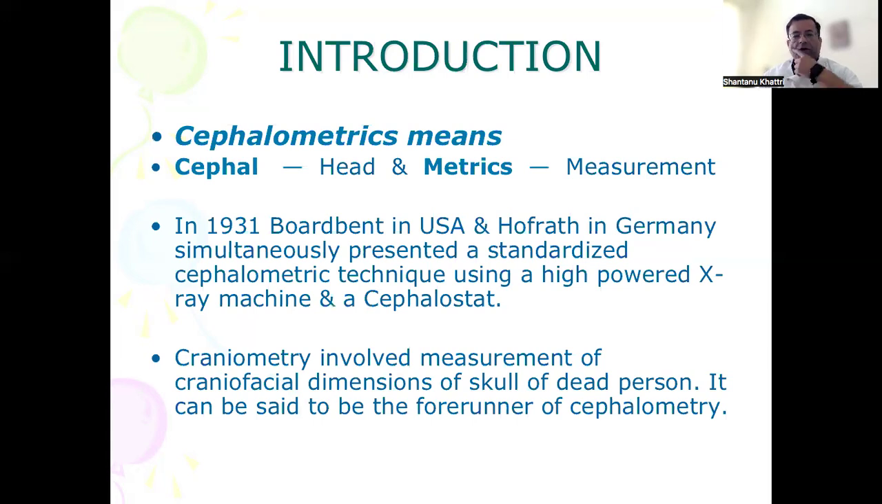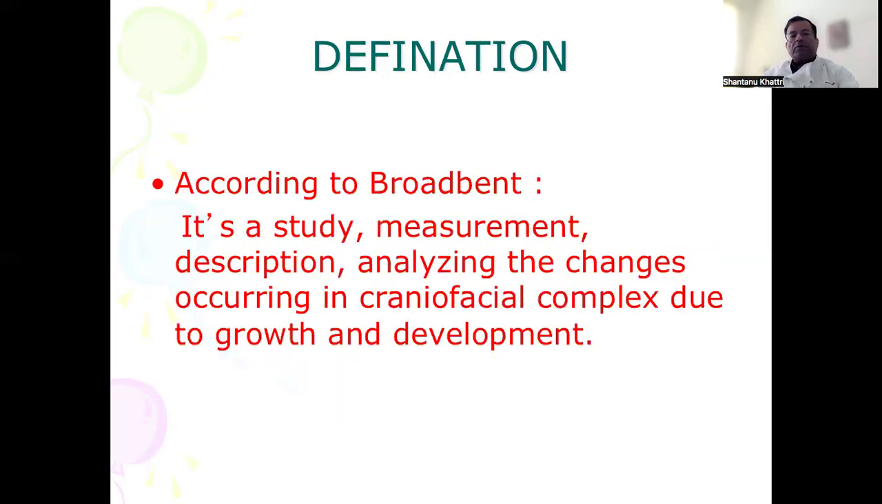In 1931, Broadbent in USA and Hofrath in Germany simultaneously presented a standardized cephalometric technique using a high-powered X-ray machine and a cephalostat. Craniometry involved measurement of craniofacial dimensions of the skull of a dead person. It can be said to be the forerunner of cephalometry. So most of the landmarks which we use today in cephalometrics are landmarks of craniometry itself.